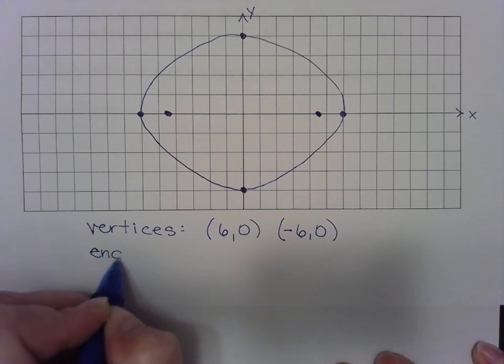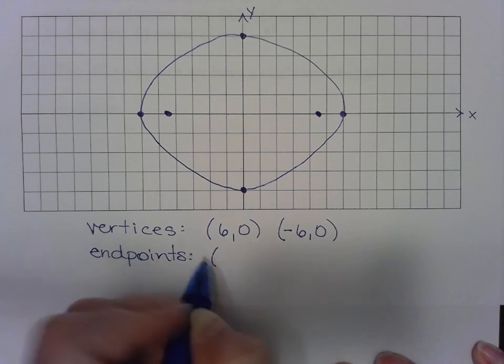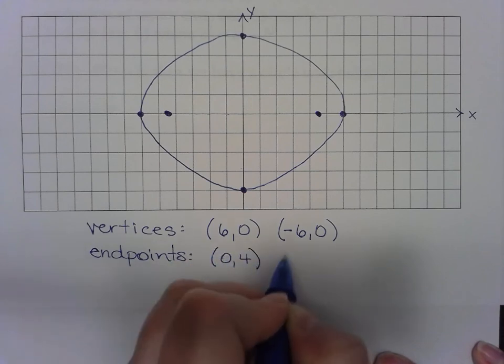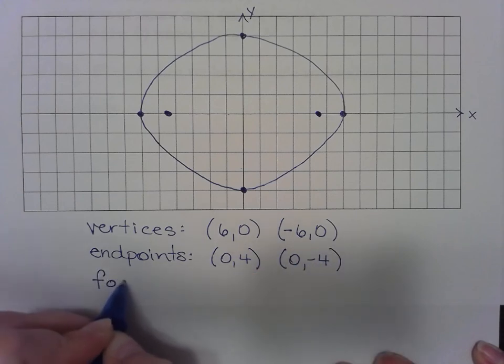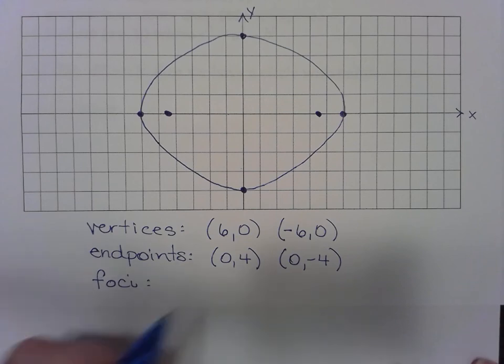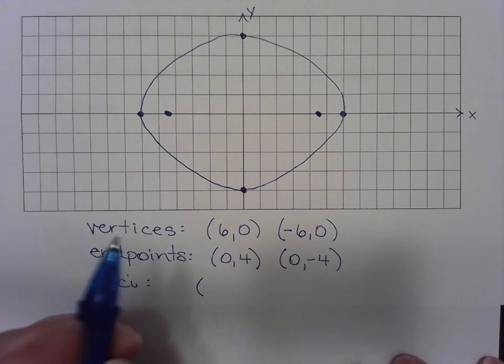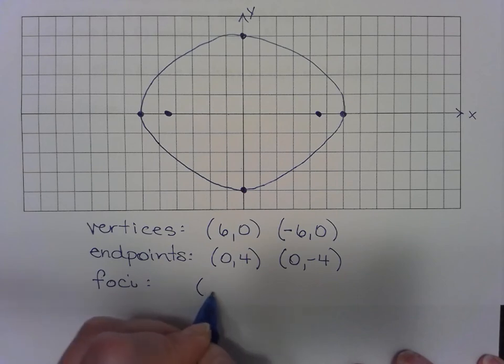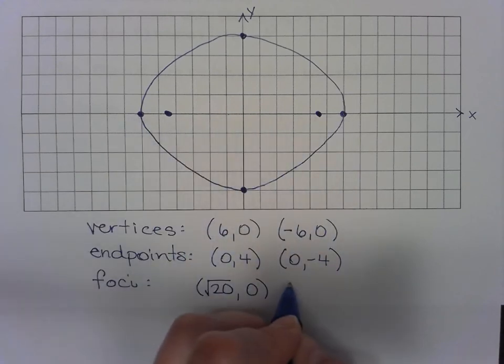The endpoints would be (0, 4) and (0, -4). And the focus points, or the foci, this is that square root of 20. You could put the square root of 20 if you want to be exact. We needed the 4.47 to plot. Either way is fine. I'll go ahead and put the square root of 20. Remember, those are going to be on the major axis, so this time that's the x-axis.